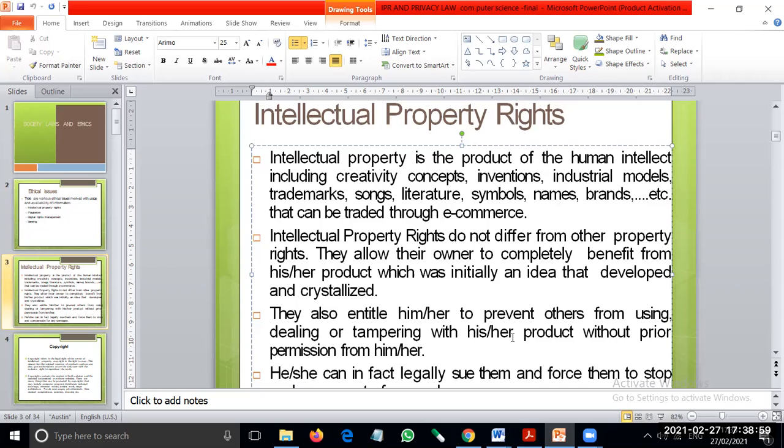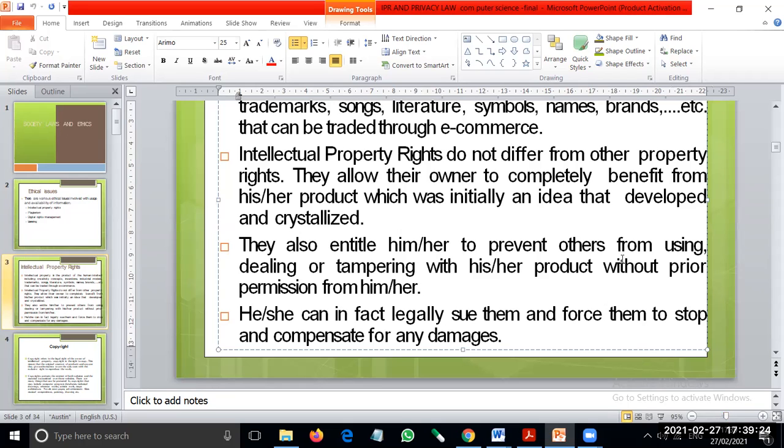So it can be registered through a proper process, and there are a variety of forms. You can protect IPR through copyrights, trademarks, and patents. These are three important points which will be helpful for IPR. That is very helpful. They can also prevent dealing in or tampering with the product.